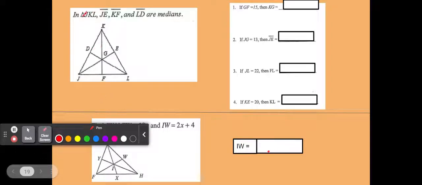All right, so in triangle JKL, JE, KF, and LD are medians. So they are medians, meaning G is our centroid. If GF is 15, then KG, remember this is 1/3 of it. This would be 2/3 or twice as long. So that means that KG would have to be 30.